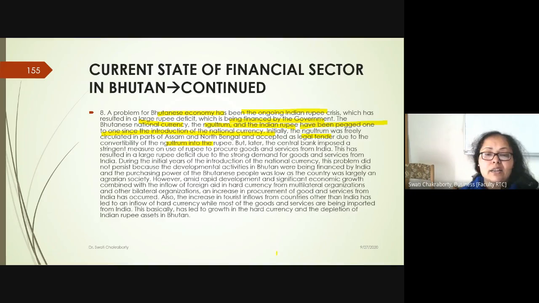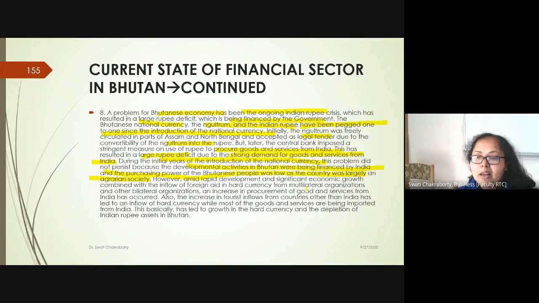But later, the central bank imposed a very strict measure on the use of rupee to procure goods and services from India, which has resulted in a large rupee deficit due to the strong demand for goods and services from India. In the initial years after the introduction of the national currency, the problem did not persist. Why? Because the development activities in Bhutan were being financed by India. Purchasing power of the Bhutanese people was low because the country was largely an agrarian society.